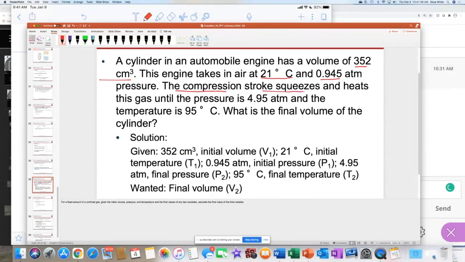The compression stroke squeezes and heats the gas until the pressure. Okay, so now I have a second pressure. So I'll write next to that P, that's P1. P2 is 4.95 atm. Oh, the temperature also changed. That will be T2, making the first one T1. T2 is 95 degrees Celsius. And they're asking you, what is the final volume of the cylinder? So we're looking for V2.